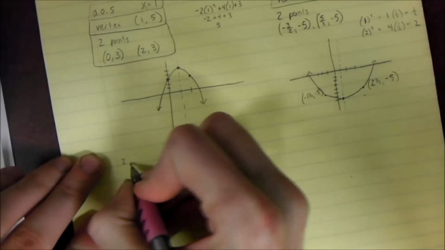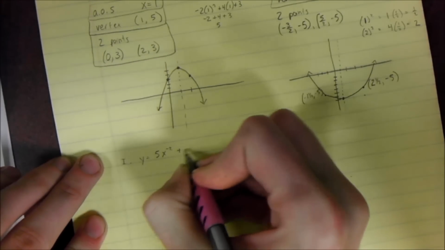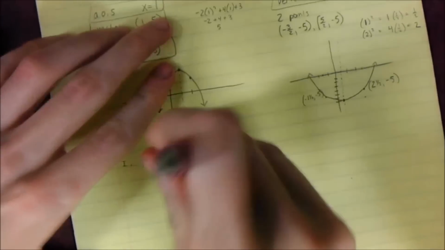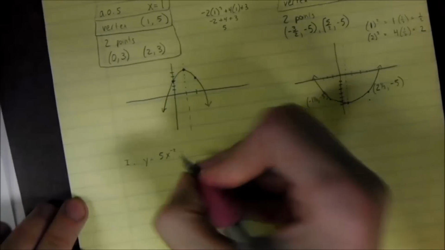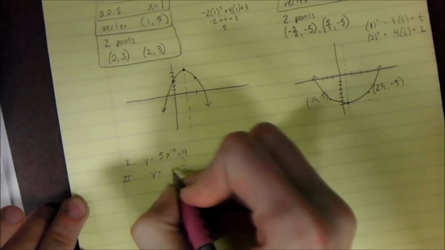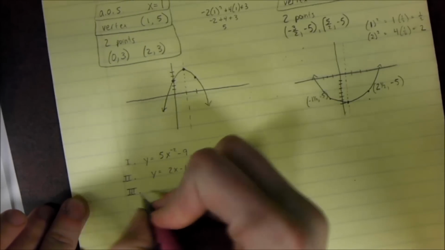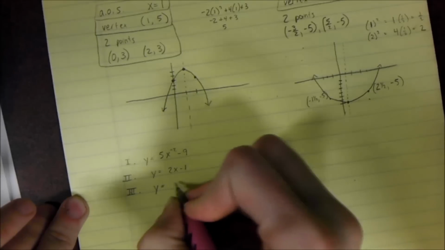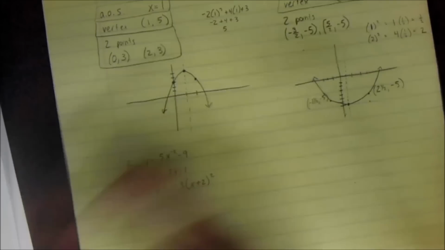So, number 1 is y equals 5x to the -2 minus 9. Option number 2 would be y equals 2x minus 1. And option number 3 would be y equals -3 times (x plus 2) quantity squared.